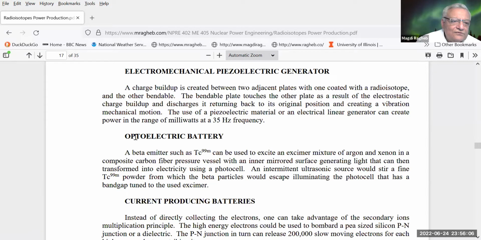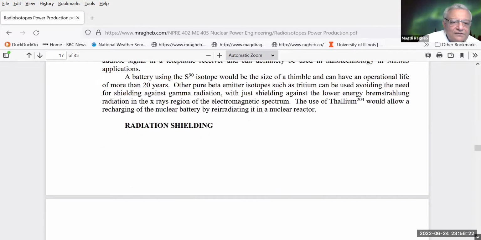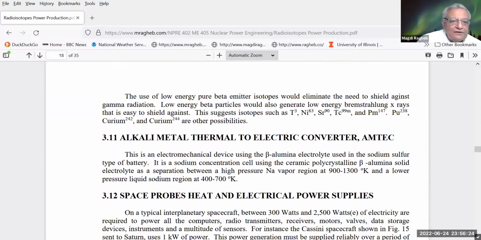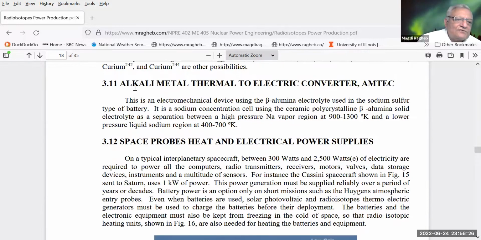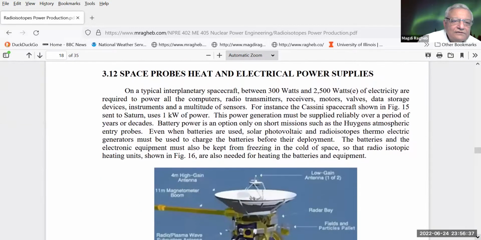You'll find that we also talk about optoelectric batteries using technetium-99m, and you can use electrochemical, the piezoelectric generator. Piezoelectricity is generated when you apply pressure to certain elements in general. All right, there is also what's called the alkali metal thermal to electric converter. This is a technology that is really very well advanced and used to produce the power for the NASA probe.